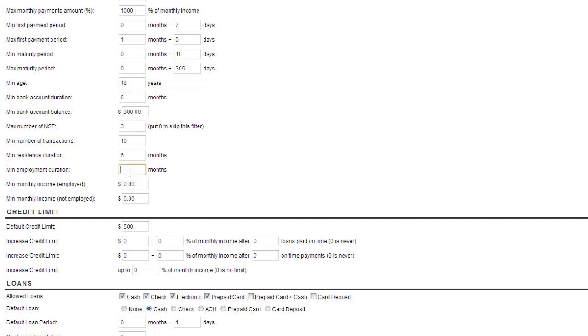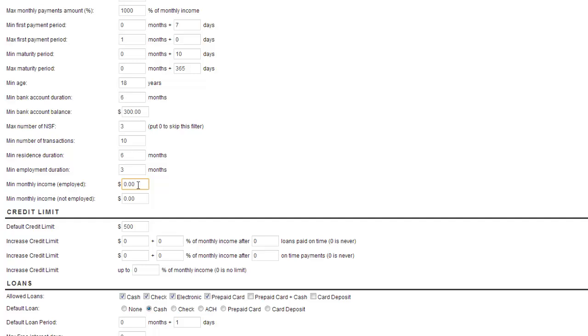Minimum employment duration. Again, very straightforward. Here you set a minimum amount of time you require applicants to be employed at a single job. Again, another security limit. This helps to filter out people who are between jobs or bounce around doing odd jobs and aren't so reliable. But here we'll say, I want them to have a job for at least 3 months.